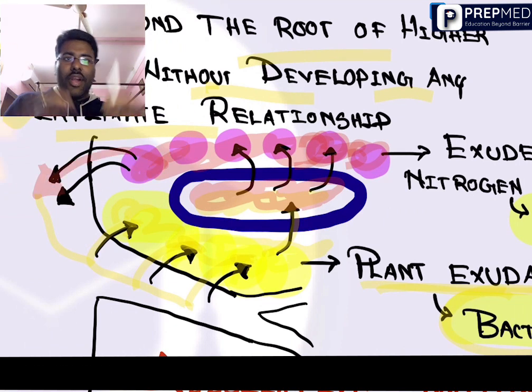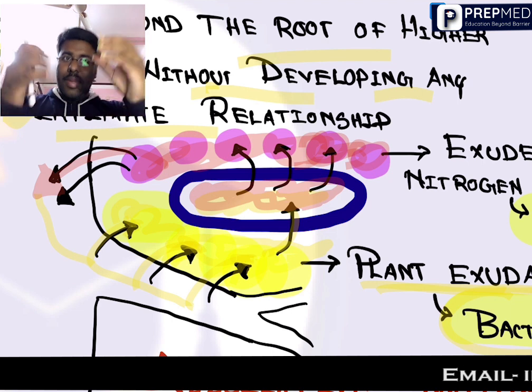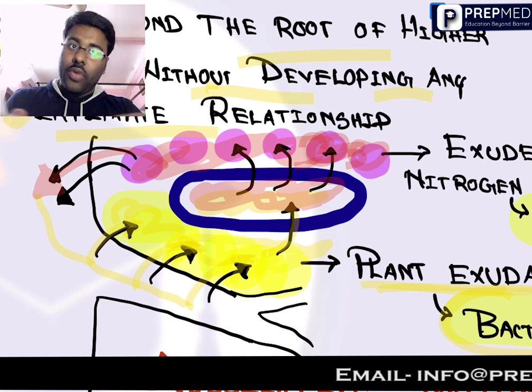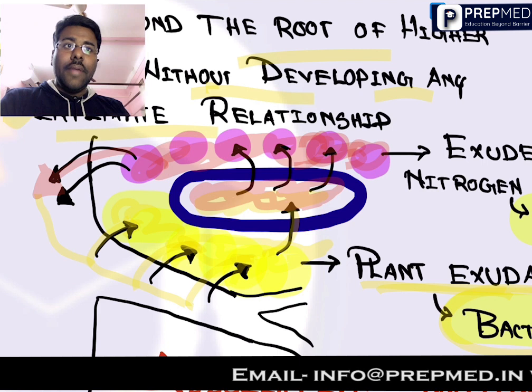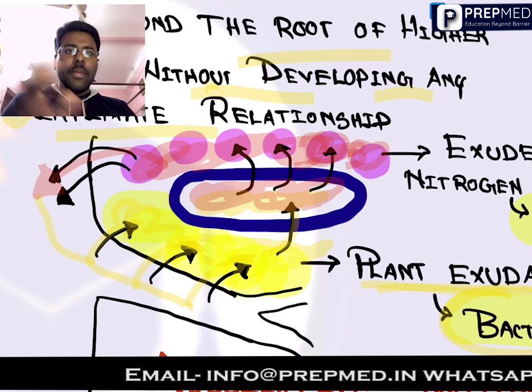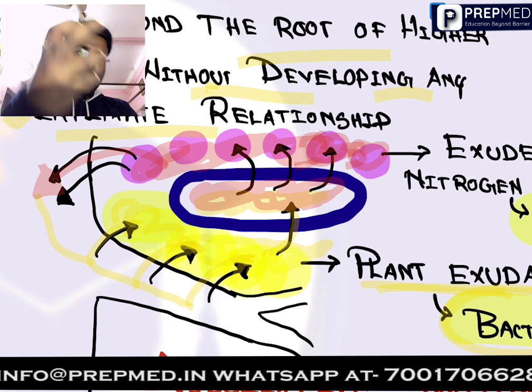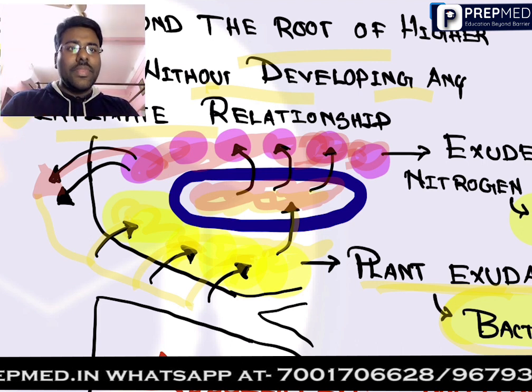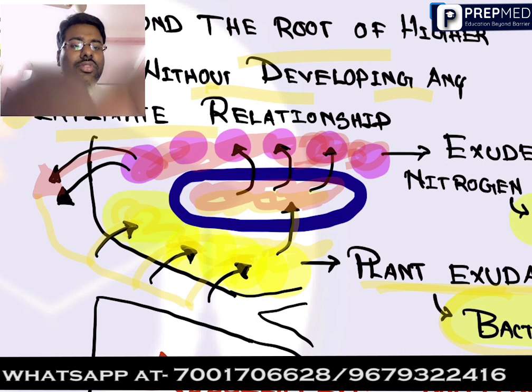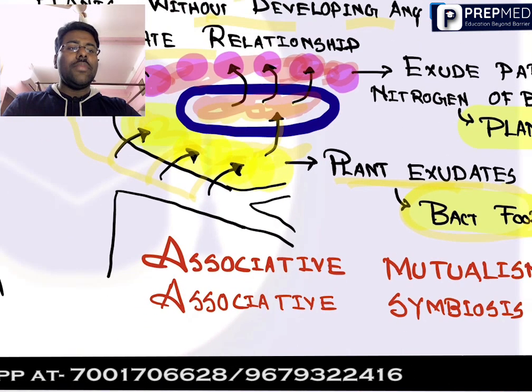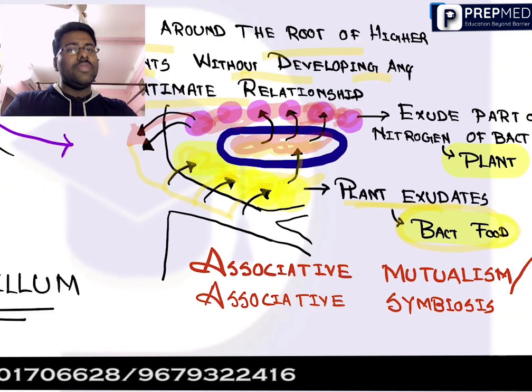Okay, so what is the story? There are some plant exudates. Plant exudates contain food products which are taken up by the bacteria, and the bacteria make the nitrogen, and the nitrogen products come out as bacterial exudates and bacterial residue, which is taken up by the plants. So there is a loose association, and this association is called associative mutualism or associative symbiosis.